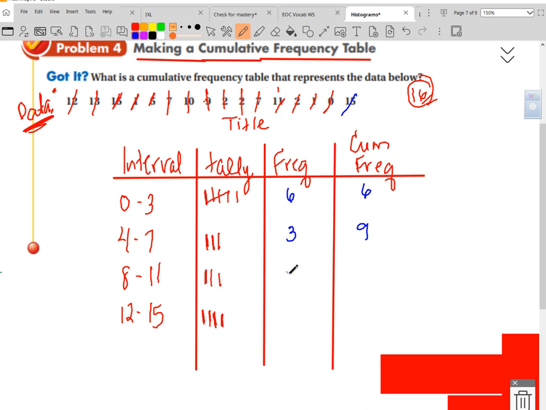How many are in this group? 3. What's our cumulative frequency going to be? 9 plus 3, right? 9. So here, 6 plus 3 gave us 9. Here, 9 plus 3. Yes, 12. And the last interval has 4 in it. 12 plus 4 is 16. So our cumulative frequency should also always be the same as the number of pieces of data. And that's it. That's the cumulative frequency table. Good stuff.